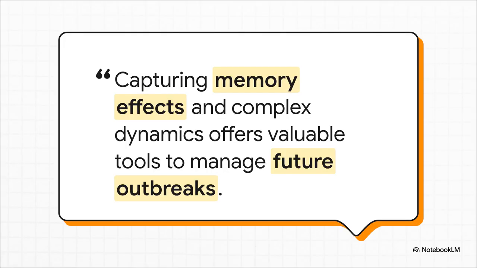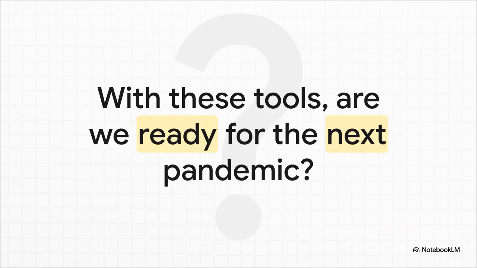And the researchers who did this work said it best. They basically concluded that being able to capture these memory effects and the complex ways things change over time, well, it's not just a cool math trick. It gives us real, tangible tools to understand and manage future outbreaks way, way better. And that really brings us to the big final question, doesn't it? We now have these incredibly powerful new ways to peer into the future of a disease. We have the tools. The real test is, are we going to be ready to use them when the next one hits?